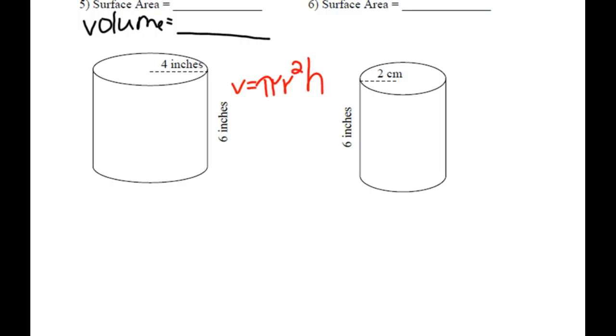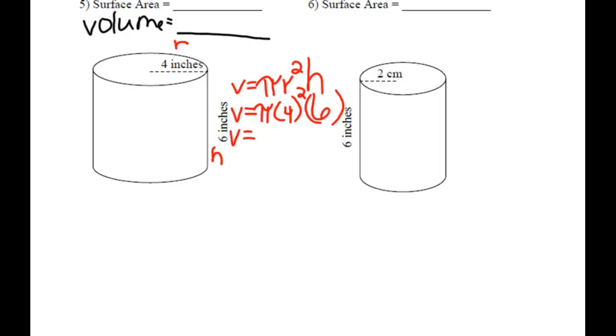Okay, we know that 4 is our radius, 6 is our height. So now I'm just going to start plugging in the numbers. And I'm not going to change pi to 3.14 because that's something that we're just going to know. Our radius is 4, and then we can't forget to square it. Our height is 6.